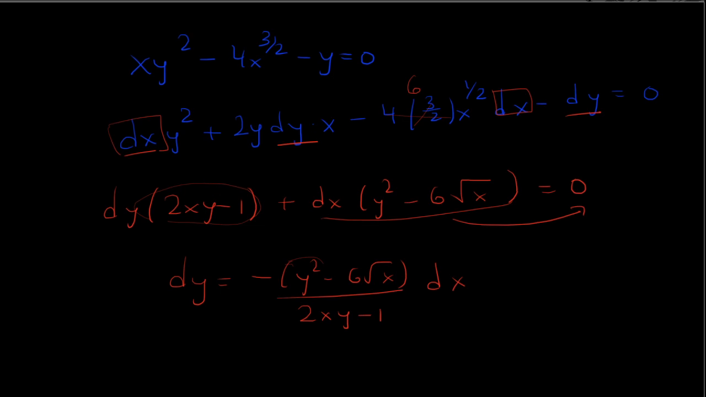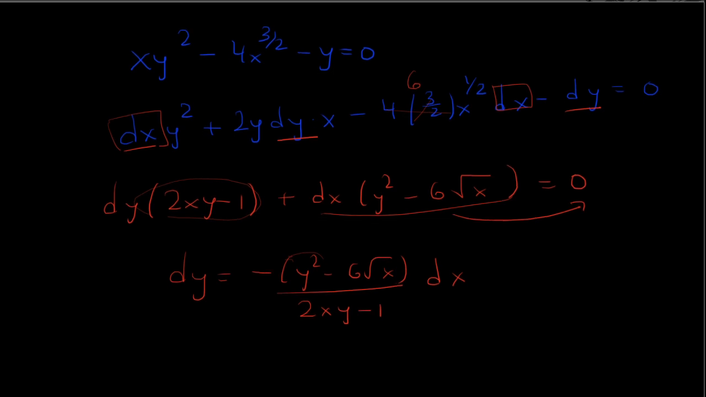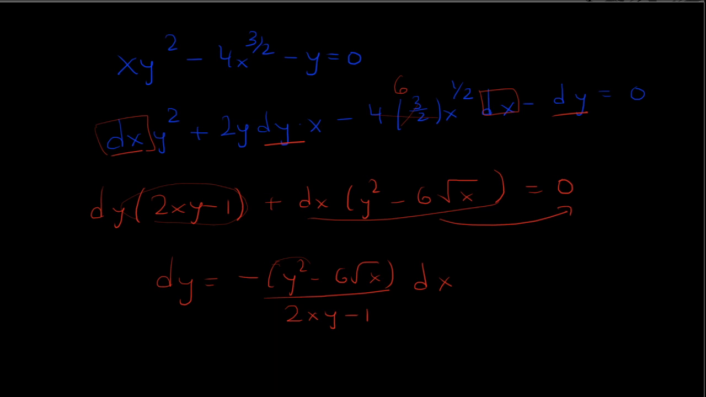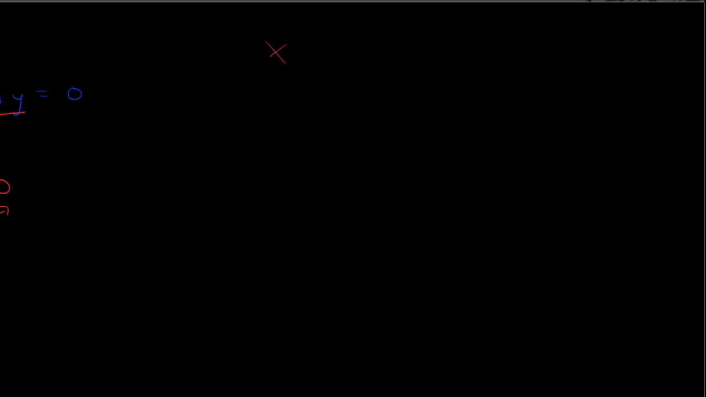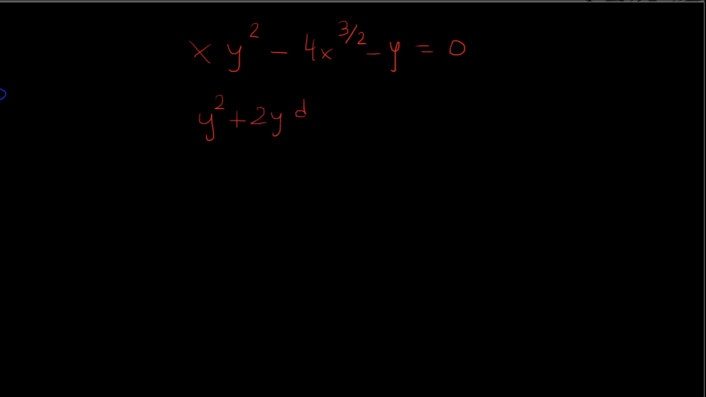Now I'm going to show you how to do it using implicit differentiation. So I'm going to do this problem on the right, and we're going to compare how much work it took us. So I have x times y squared minus 4x to the 3 halves minus y is 0. So using implicit differentiation, I'm going to find the derivative of x times y squared. So that's going to be derivative of x times y squared plus the derivative of y squared times x minus the derivative of 4x to the 3/2 power, which is 4 times 3/2 x to the 1/2 power minus dy over dx.